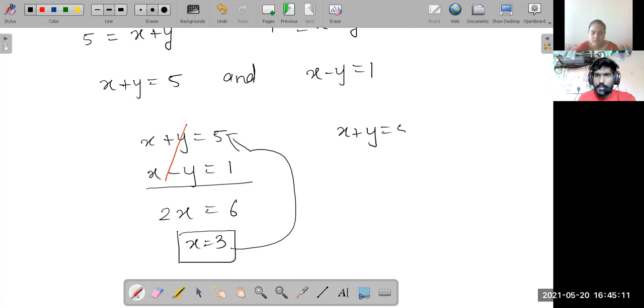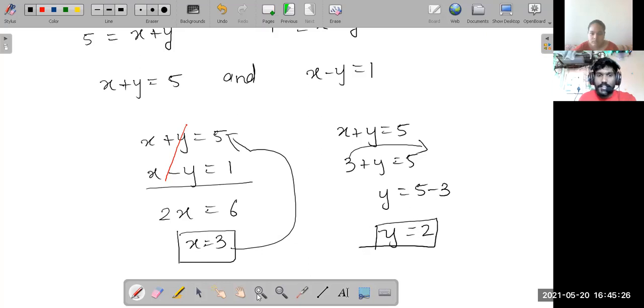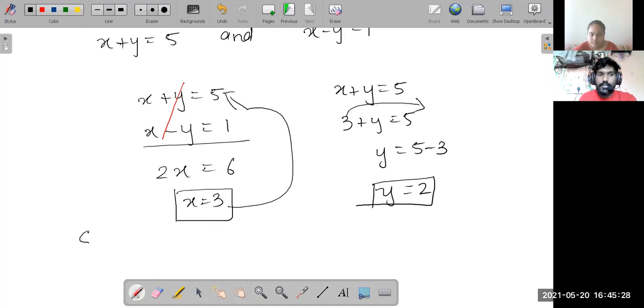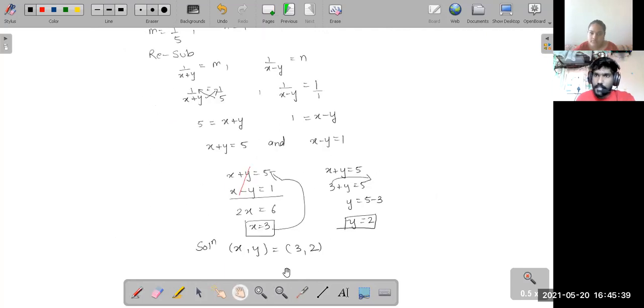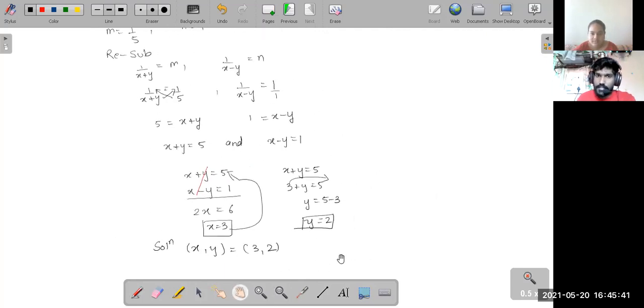So x plus y is equal to 5. So 3 plus y is equal to 5. So y is equal to 5 minus 3, taking 3 to the other side. So y is equal to 2. This is your final solution. So the solution x comma y is equal to 3 comma 2. Is this clear? Done. Good. That's it.